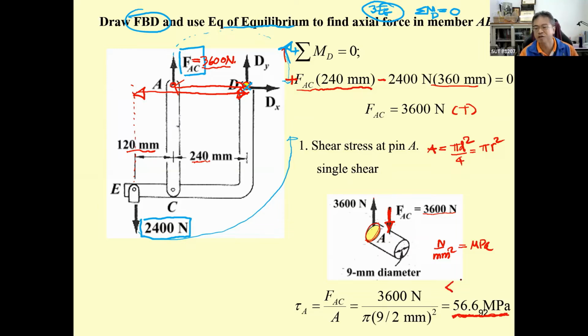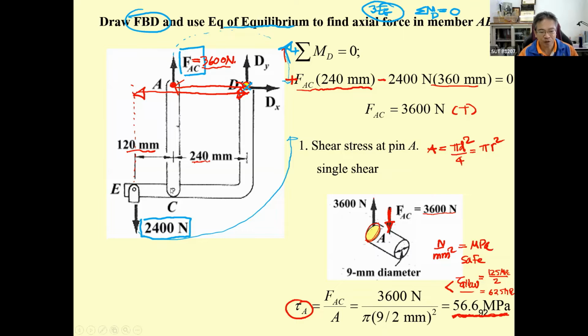And usually this one must be less than the tau allowable to check whether it's going to be safe or not. And tau allowable for the steel is usually 125 megapascal divided by 2, or 62.5 megapascal. That means this one is safe. The shear stress occurring over here is less than the allowable shear stress.